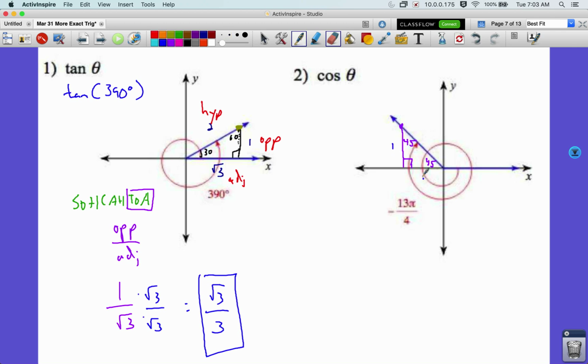Okay, let's label the side lengths. It's going to be 1, 1, and the square root of 2. But there's a trick here. This one down here is actually negative because we came left from the origin to get there. So that's actually a length of negative 1 when it's oriented in the plane.